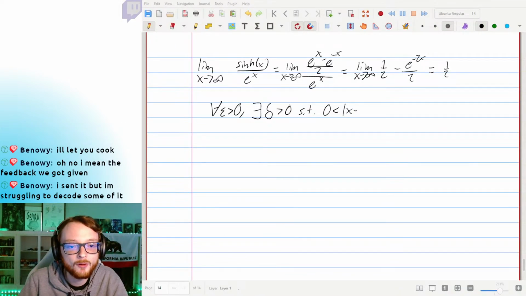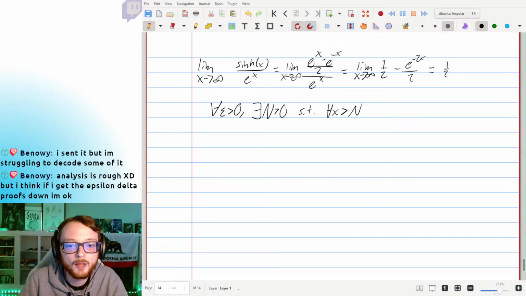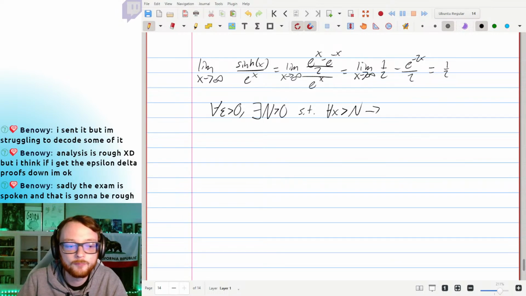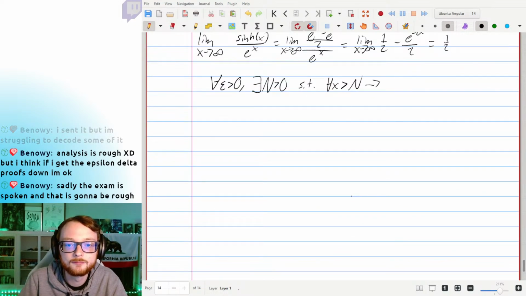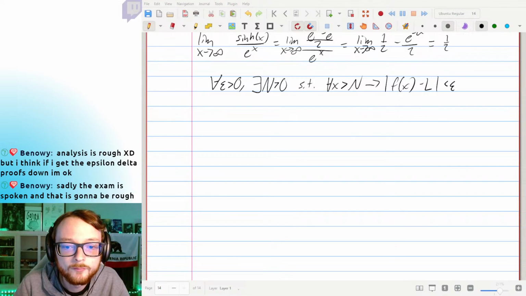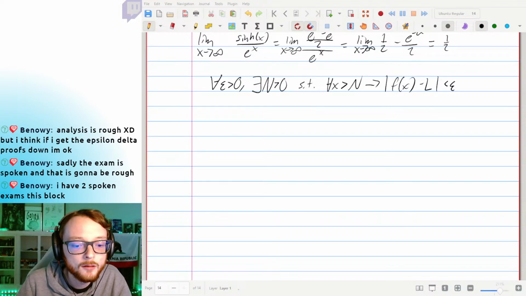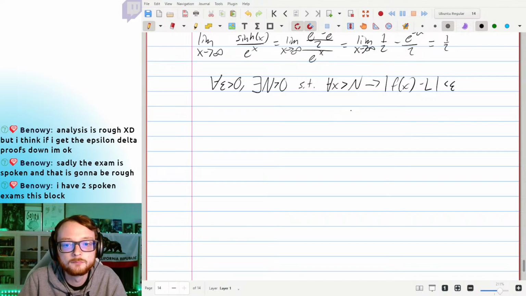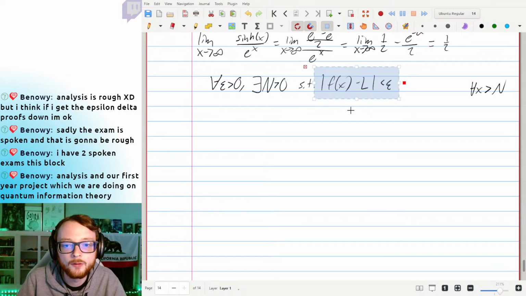So here, there exists an N greater than 0 such that for all x greater than N, I think I'm getting this part of it slightly wrong, but I think it's like this.